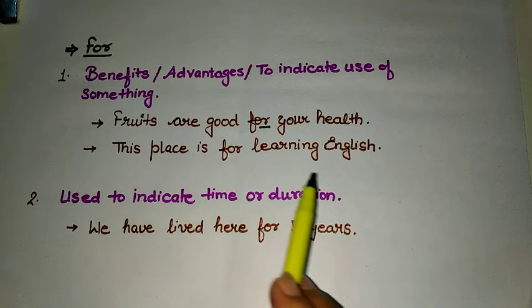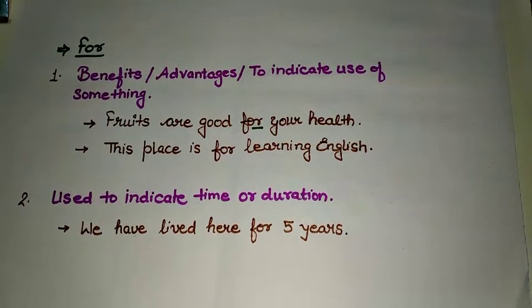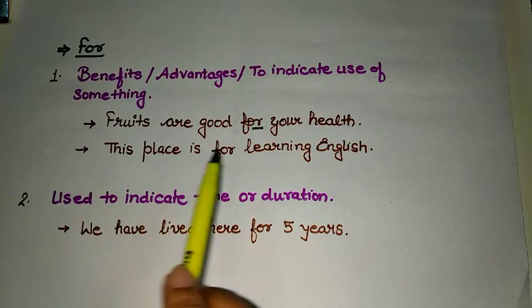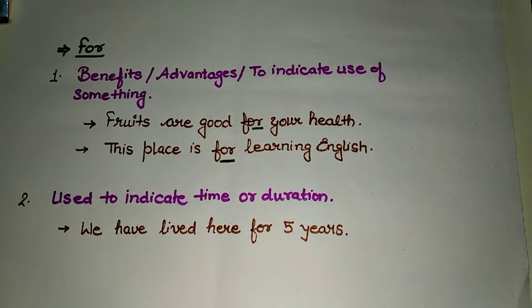This place is for learning English. Here I am mentioning the use of some place, right? This place is for learning English. So when we are talking about some benefits, advantages, or to indicate the use of something or some place, we can use "for". Next point where we can use "for" is to indicate time or duration.